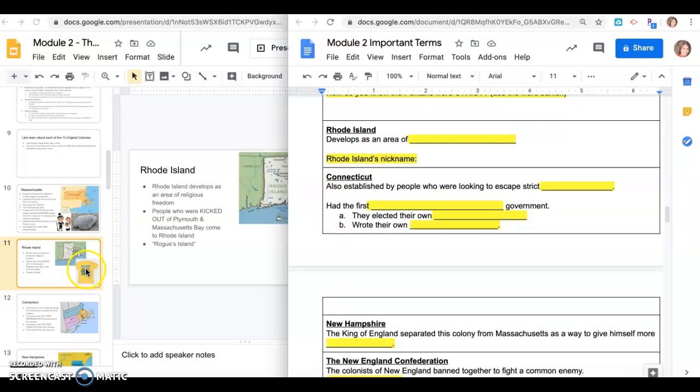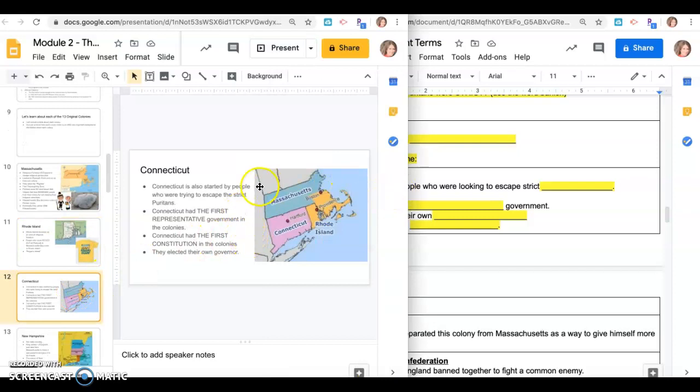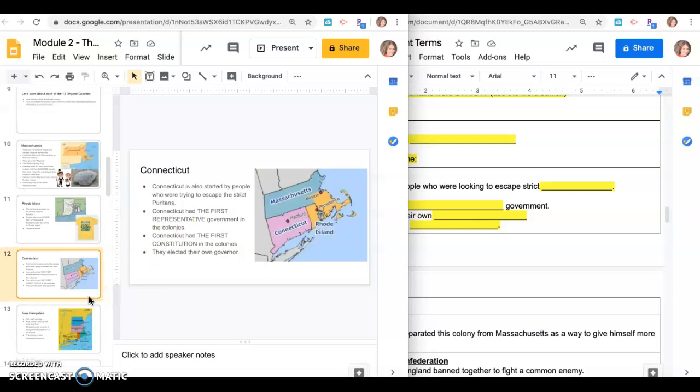Okay. The next New England colony is Connecticut. Connecticut is also started by people who were trying to escape the Puritans. They come over as Puritans and they're like, oh no, this is way too much. And so they jump down and create the charter for Connecticut. Why Connecticut is important is for 3 things. Connecticut had the first representative government in the colonies. It has the first constitution in the colonies. And they elected their own governor as opposed to the king saying, this is your governor. They elected their own governor, so it was somebody that they wanted.